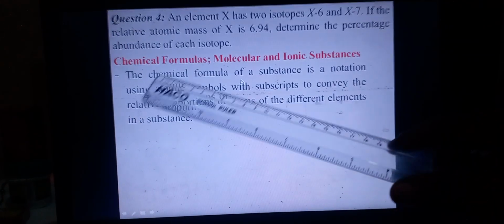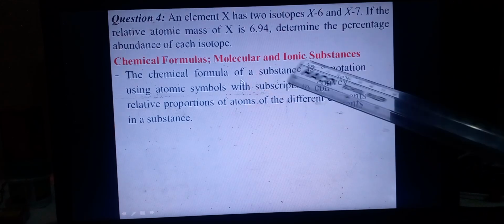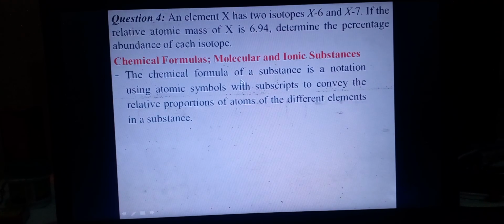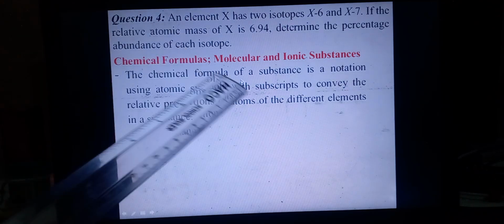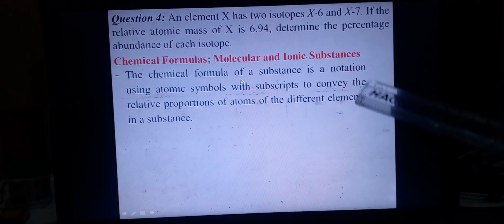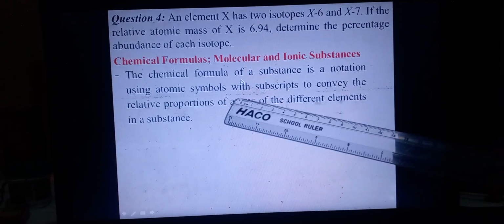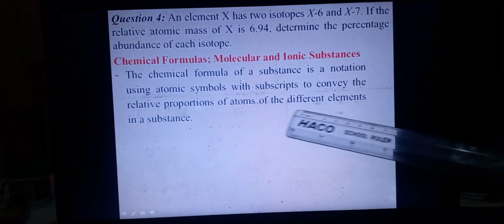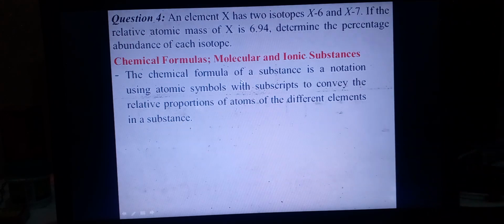Next we look at chemical formulas, that is, molecular and ionic substances. Remember, compounds are normally represented by chemical formulas. You use chemical symbols to give a representation of a given compound to show how various atoms combine in different proportions. The chemical formula of a substance is a notation using atomic symbols with subscripts to convey the relative proportions of atoms of the different elements in a substance.